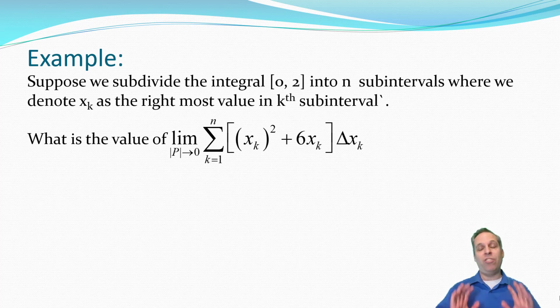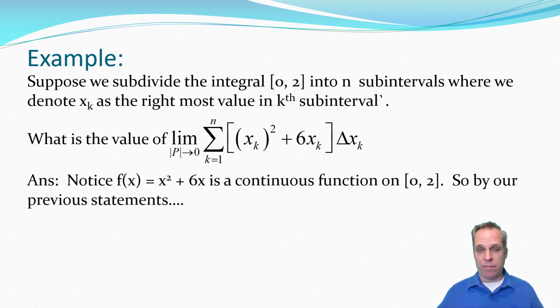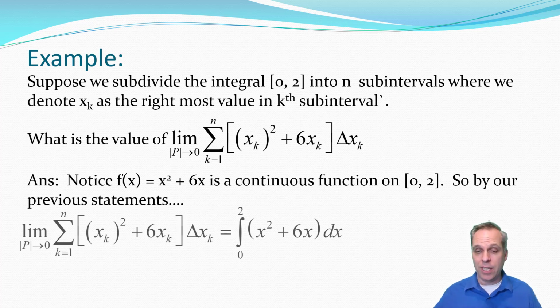So suppose that we subdivide the interval from 0 to 2 into n subintervals, and we denote x sub k as the rightmost x value in the kth subinterval. I want to know what's the limit of this particular Riemann sum. Now, this is not difficult because if you notice, the function f of x equals x squared plus 6x is continuous on the interval from 0 to 2. So just by definition, the limit of this particular Riemann sum would have to then equal the definite integral from 0 to 2 of x squared plus 6x dx.